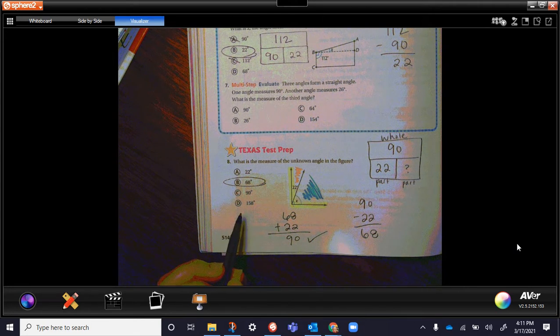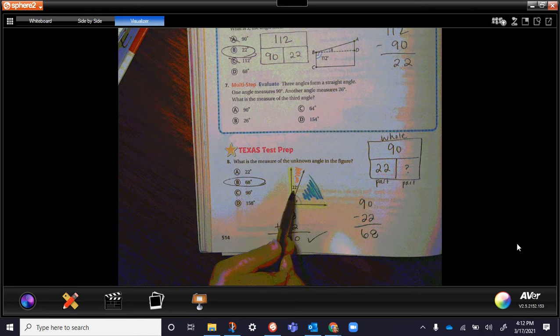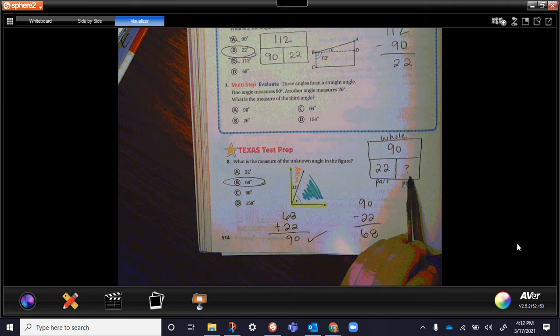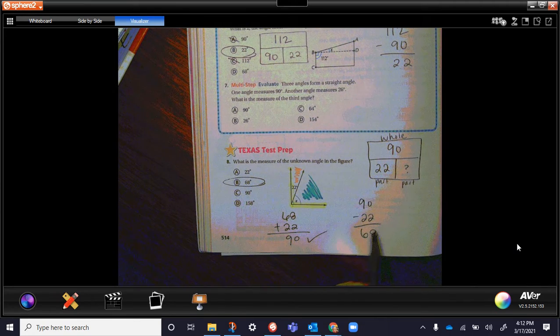So here you had 90, and we had 22 in this part. To find that missing part, we had to subtract, and then we got 68, and then we just checked it there.